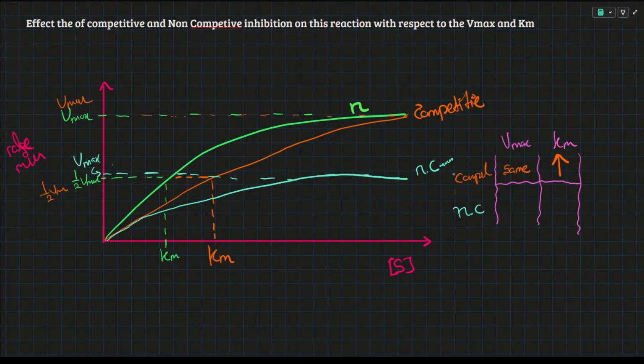Now you can clearly see for the original reaction, the Vmax is here. Now Vmax is significantly low. So here, Vmax is low. What about Km? Now Vmax is here. Half Vmax for this is going to be around here. Now let's follow through.